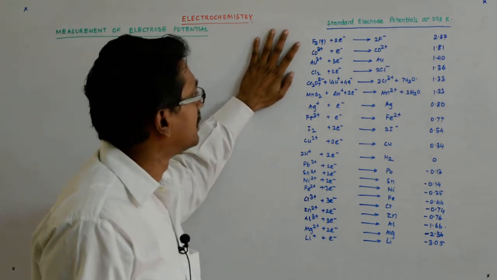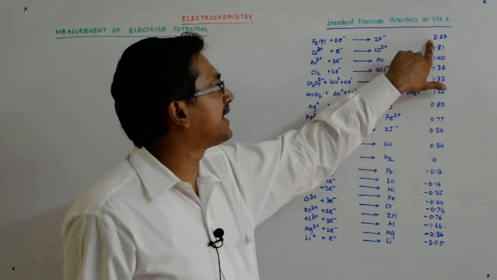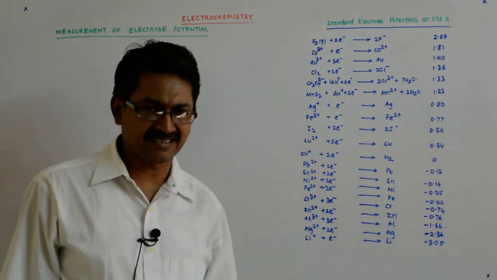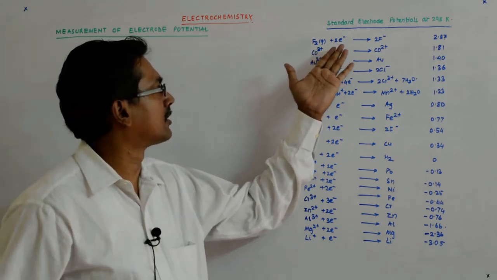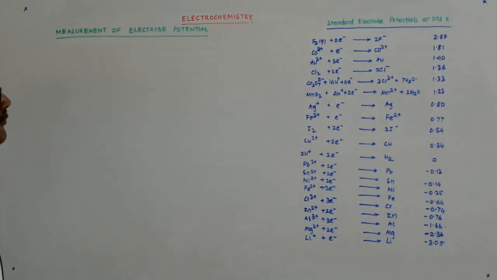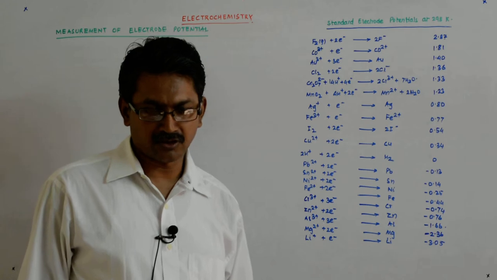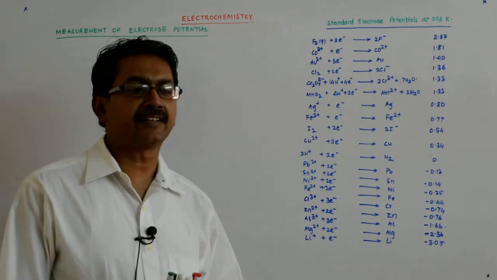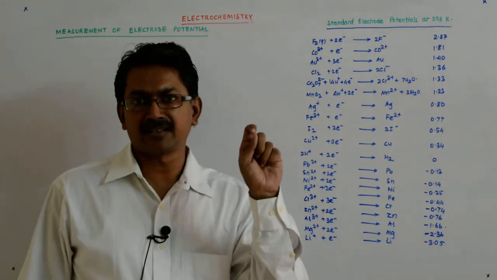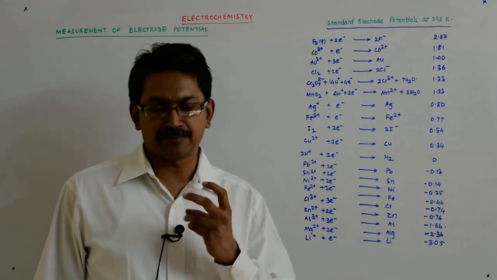Now, at the top of the table, we have fluorine. What does it mean? It has a 2.87 reduction potential, 2.87 volts, when compared with SHE, the standard hydrogen electrode. It means that fluorine has the highest tendency to get reduced. It is not for nothing that its electronegativity value is the highest, assigned a value of 4. Why? Because it is so small that it immediately captures an electron from anywhere.